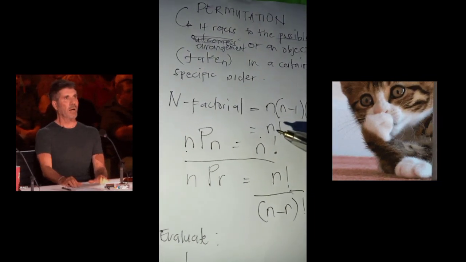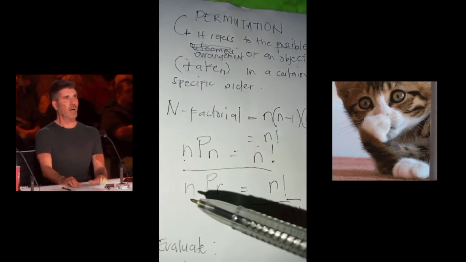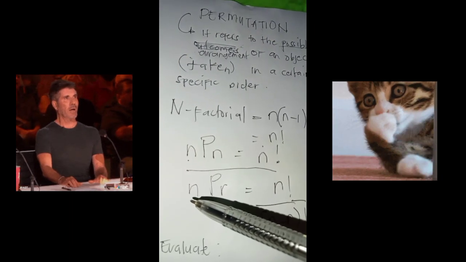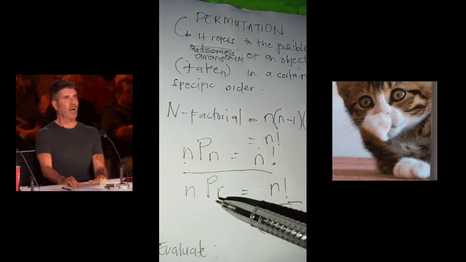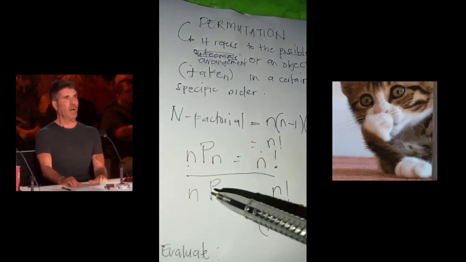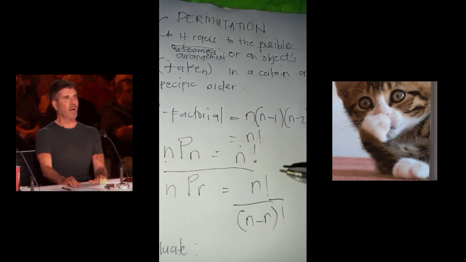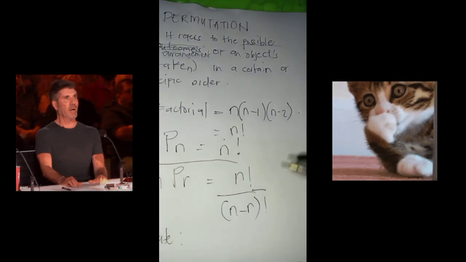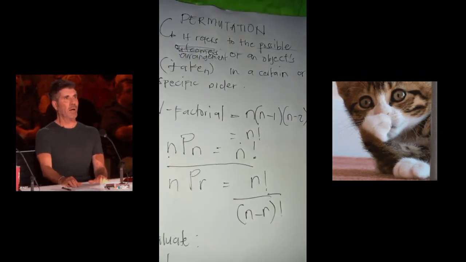On the other hand, if the permutation is taken r at a time, the n stays n, while the other side will be r. So nPr is equal to n factorial all over the quantity of n minus r factorial. That's the formula.